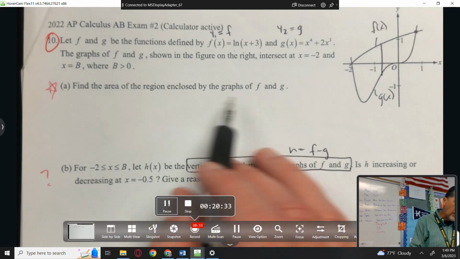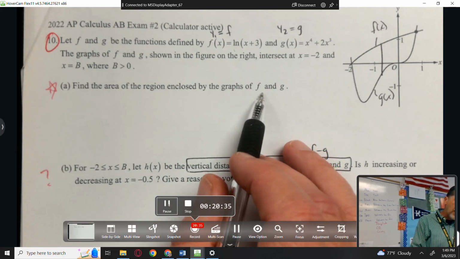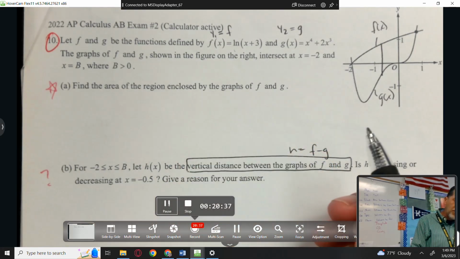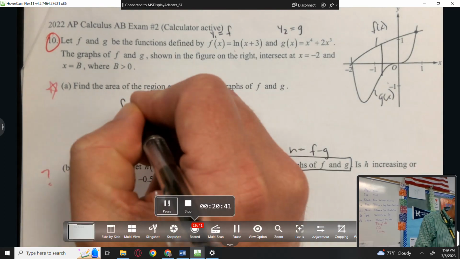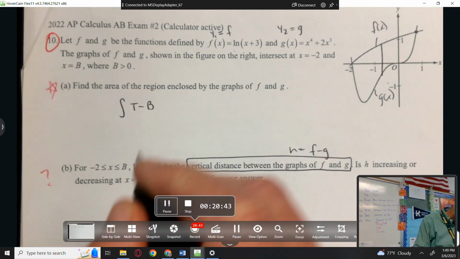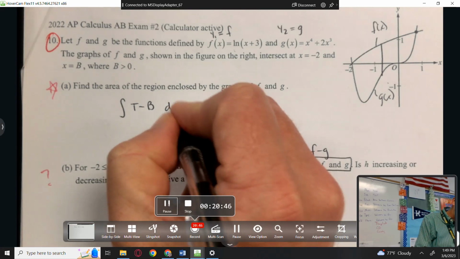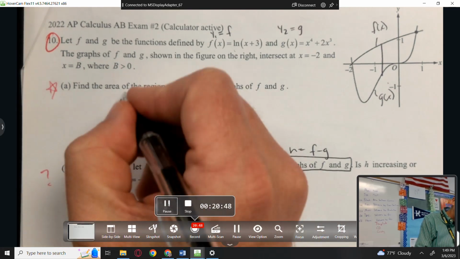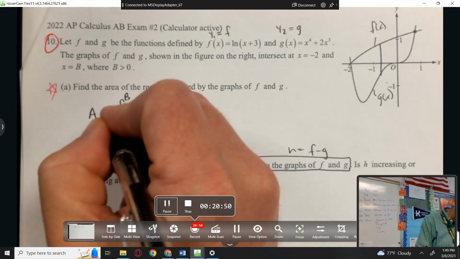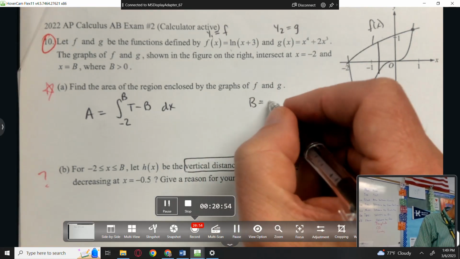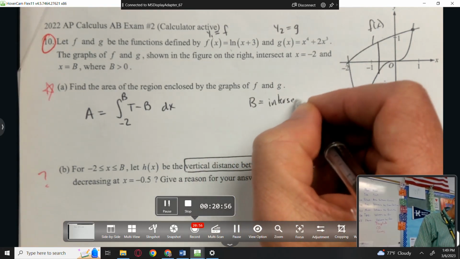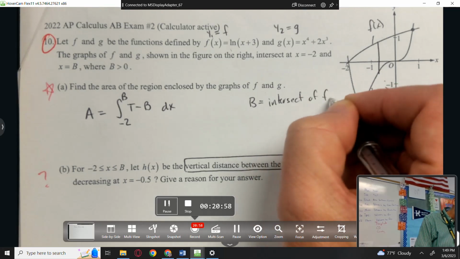All right, find the area of the region enclosed by the graphs of f and g. So I figured out which one's top and which one's bottom. So I'll integrate top minus bottom dx, and from -2 to whatever b is. So b equals the intersection of f and g.